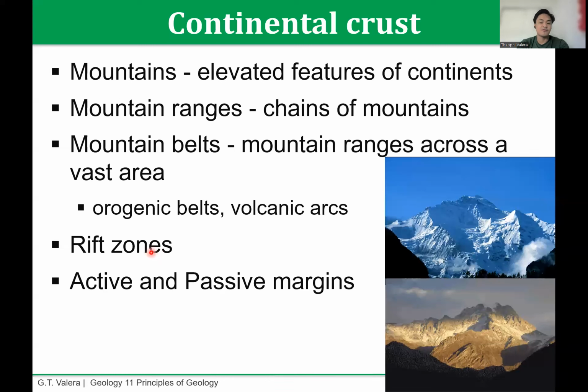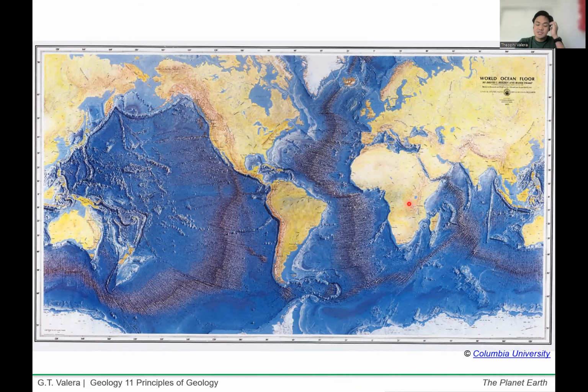Sabi ko kanina, if you have plates moving about, moving relative to one another, there are of course areas na nagko-collide sila. So that is where we form orogenic belts and volcanic arcs. But there are also areas where they just move away from one another. So those are what we refer to as rift zones. In the continents, we can see those rift zones here.